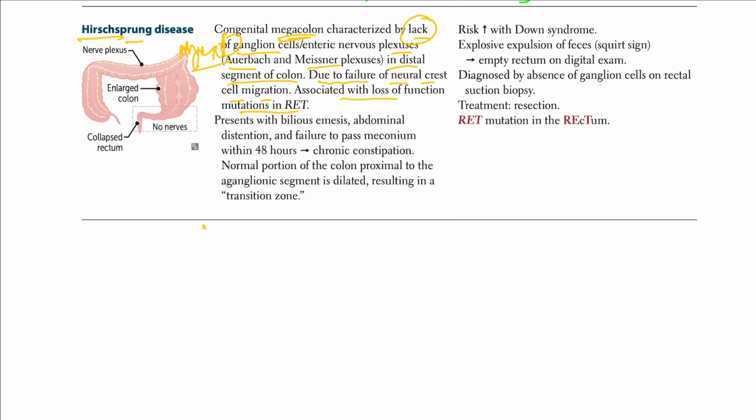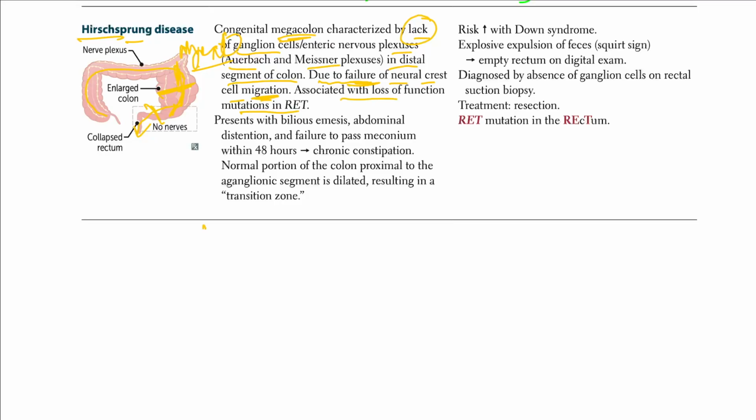So normally what's happening is the neural crest cells, they migrate caudally. So they're gonna go from here all the way towards the rectum, right? But here you have problem or failure of that migration. So we don't know where the failure is. The failure could be here, like from this moment onwards. We don't have neural crest cells.